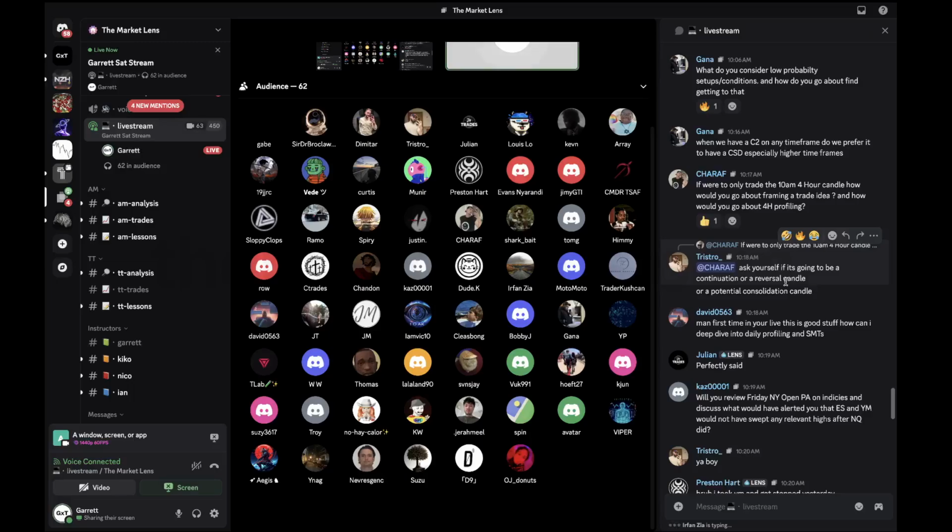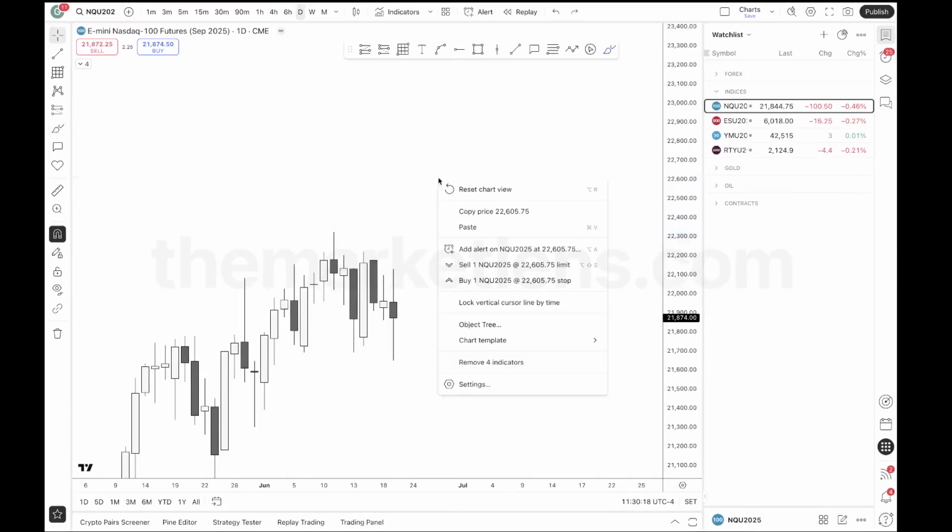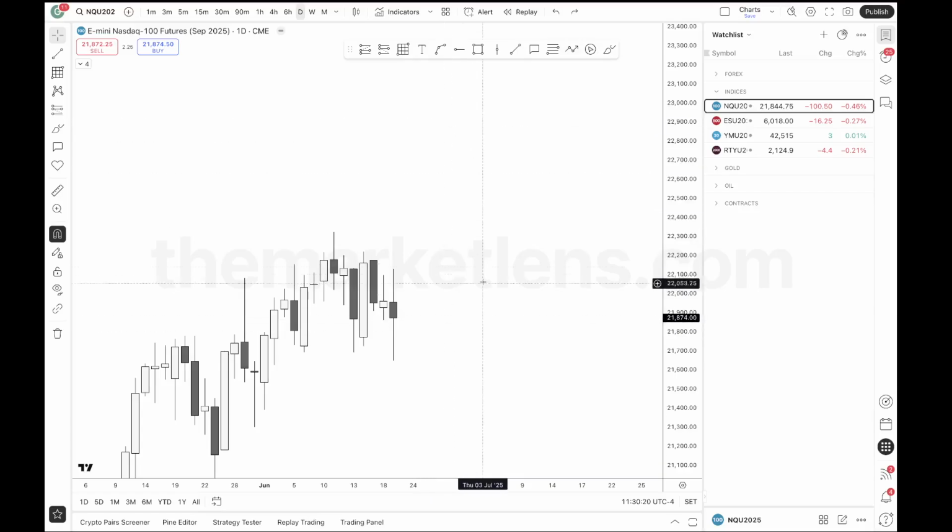If you only trade the 10 a.m. candle, how would you go about framing a trade idea? Yeah, so the first thing you have to understand with 4-hour profiling is that the framework comes first. You must know how to frame a high of day, low of day, and then it's easy. You're just trading the 10 a.m. expansion candle away from that.